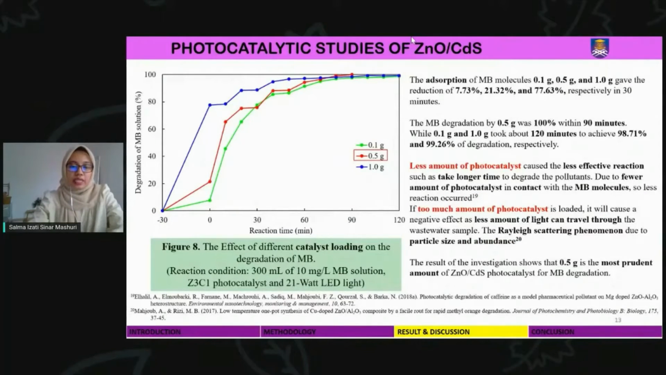Next is the catalyst loading. Okay, we can see here that increasing the catalyst loading can increase the adsorption. However, when less photocatalyst is loaded, there is less methylene blue in contact with the photocatalyst, so lower degradation. Meanwhile, too much photocatalyst can cause the Rayleigh scattering phenomenon. This is caused by the photocatalyst particle size and abundance. So less light can travel through the wastewater sample.